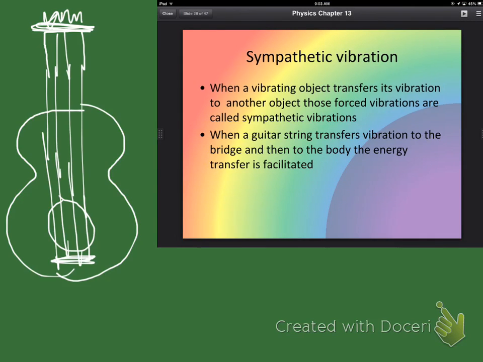So when we get a vibration in one object that's transferred from another, we call it sympathetic vibration, or forced vibration. And like I said, the guitar resonates because you get forced vibration from the strings into the body of the guitar. The energy transfer is facilitated. You can transfer energy over a larger surface area and more efficiently out of the room, so it amplifies the sound. And that's where we're going to stop today.